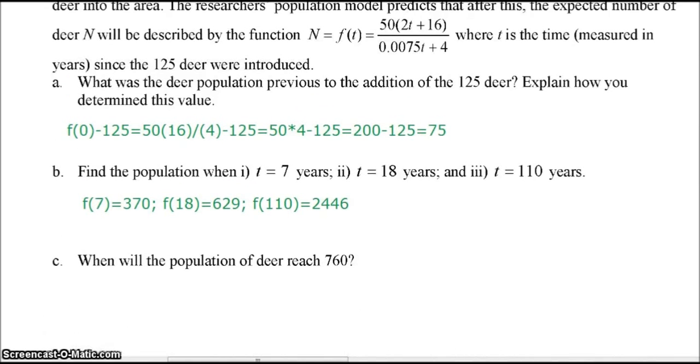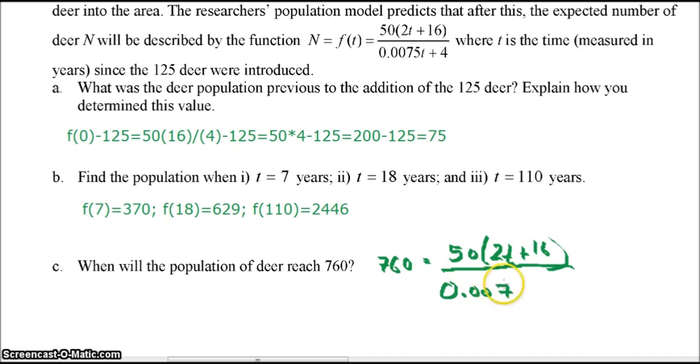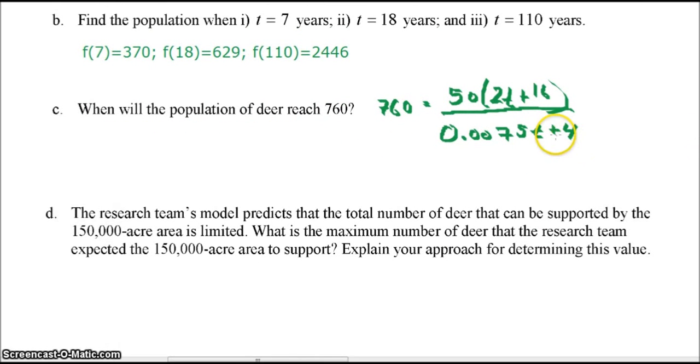So when will the population of deer reach 760? Usually how we do a problem like this is we just know, well, our population of deer is the output. So we'll set our equation equal to 760. And we'll have to solve for t. This one's kind of tricky. First of all, t is in the denominator. We'll have to multiply by the denominator to get it out of there. And that will result in 760 times (0.0075t plus 4) equals 50 times (2t plus 16).